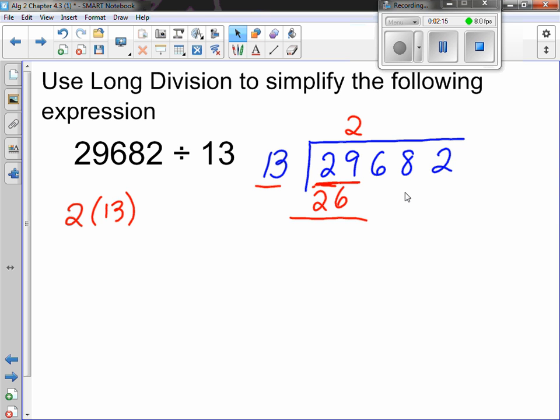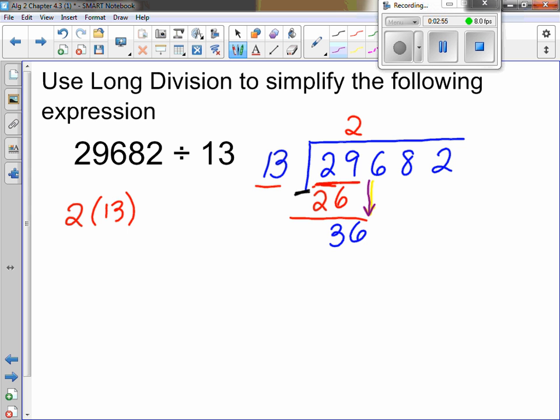2 times 13 is? And then what did we do next? We subtracted these two here. Well, 29 minus 26 would give us 3. It gave us 3. Okay. Now, as we're thinking back to long division, our next step would be to do what? We bring down the 6. Yeah. We bring the 6 down.